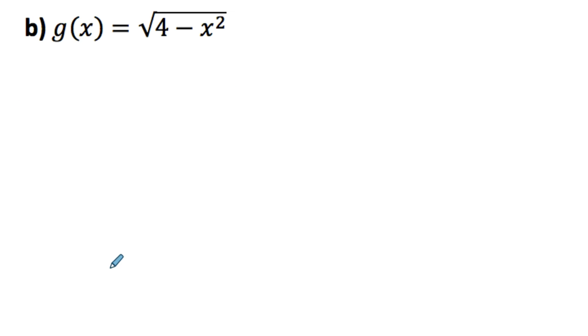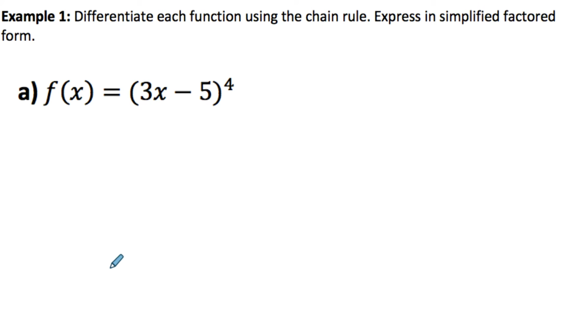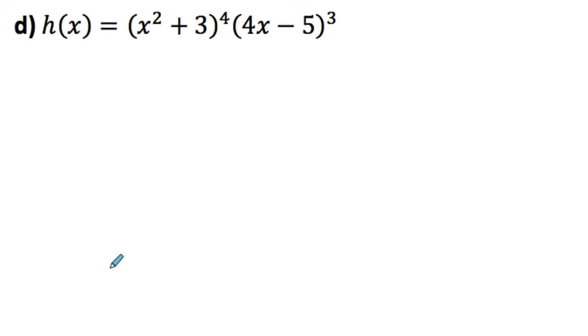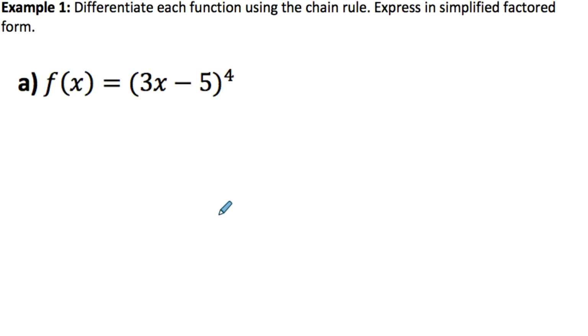Okay, we're going to go through 4 derivative examples where we'll need the chain rule, and then we'll do one application. So example 1a, let's differentiate each of these 4 functions using the chain rule, expressed in simplified factored form. So we want to get it into factored form, making sure each of the factors is simplified as much as possible.